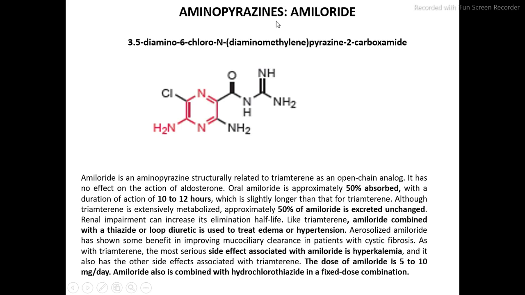Then the next one is amiloride, as this contains the amino pyrazine ring. So this one is the amino pyrazine ring. This drug amiloride comes under the subclass of the amino pyrazines. Regarding the IUPAC nomenclature, again 3,5-diamino, 6-chloro.